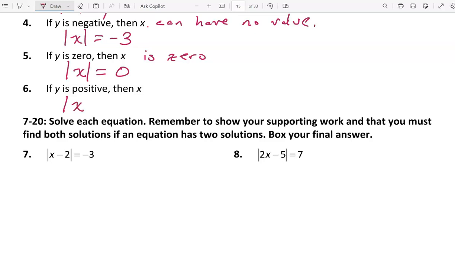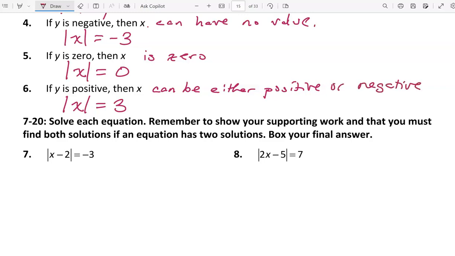And then if y is a positive number, so let's take our equation and replace the y with a positive number, then x can be either positive or negative, because the absolute value of what number is equal to 3? Either +3 or -3. Notice the use of the word or there, either positive or negative. And I'm just going to put parenthetically here, same as x, or its opposite.